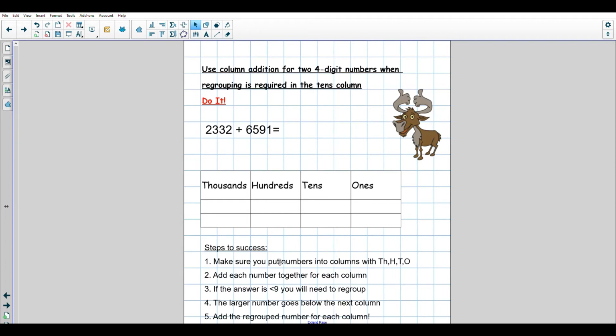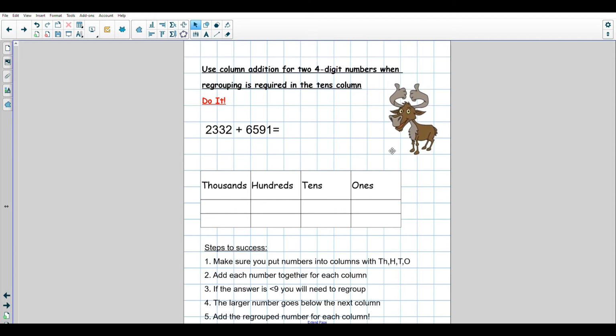It says number 1, make sure you put the numbers into the columns with thousands, hundreds, tens and ones. Add each number together for each column. If the answer is greater than 9, you will need to regroup. The larger number goes below the next column. Add the regrouped number for each column. I'm sorry these don't quite sit on the lines, but follow those steps to success. If you want to write these down into your little books or your pieces of paper, this will probably ensure that you don't get any of your questions wrong. It's always vital to follow the steps to success.